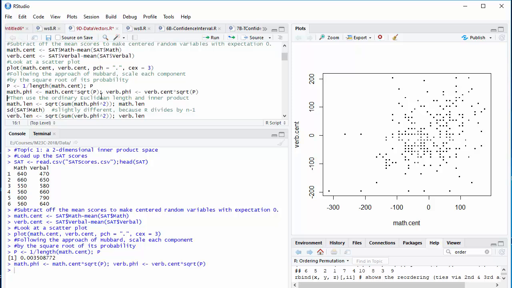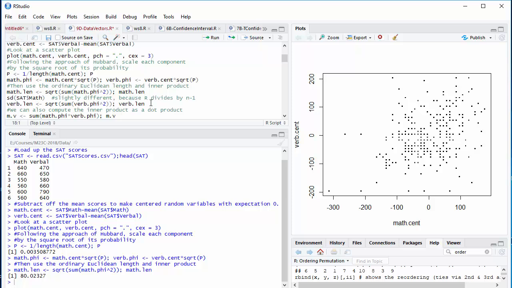The advantage of doing this is that then, although we had from the start an abstract inner product that satisfies the axioms, this abstract inner product has now turned into the ordinary dot product. So, in particular, I can compute the length of a vector by taking the sum of the squares of its components and taking the square root of the result. So there's the length of the math vector.